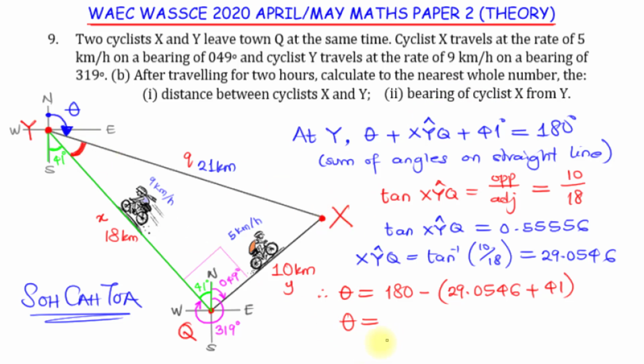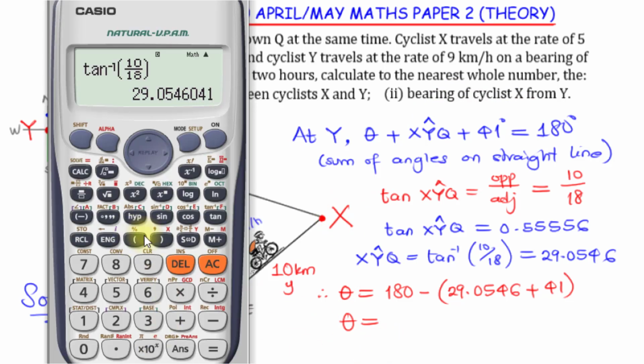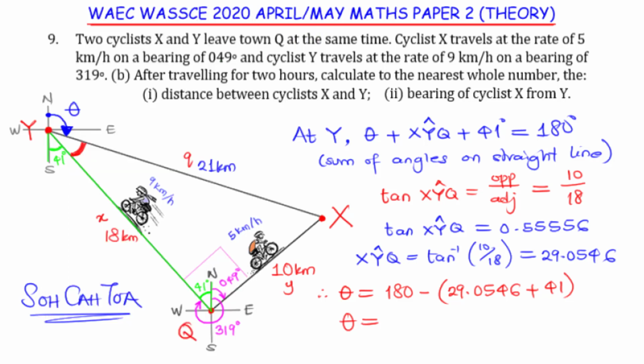Alright, so if we bring in our calculator, we can say this is 29.0546 plus 41, that is equal to what? So now I can say 180 minus the answer I just got. So this is 109.9454. But look at the question.